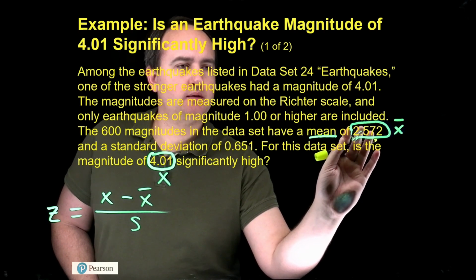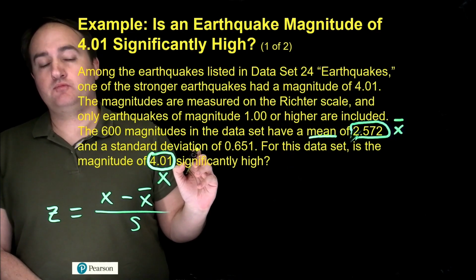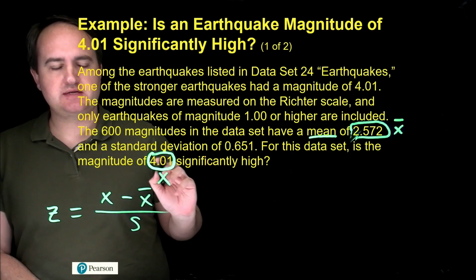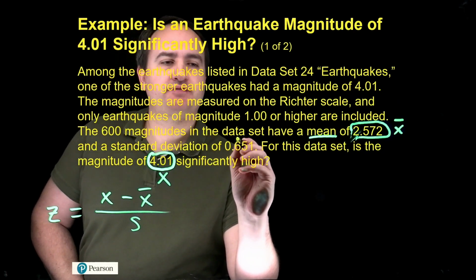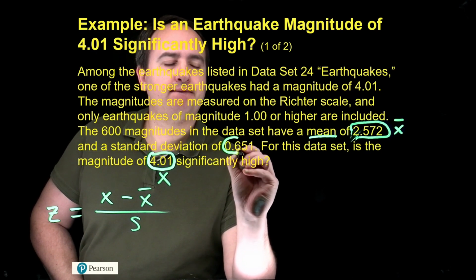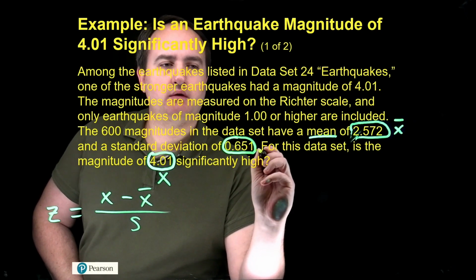It's a little hard to read, so let me erase some of that. And then the standard deviation, remember that's s. So we also need that. Here they say the standard deviation is 0.651. So that is s.